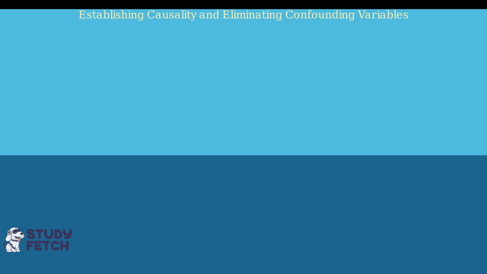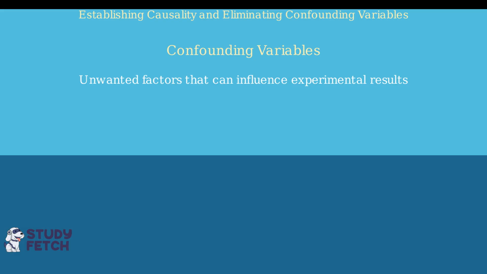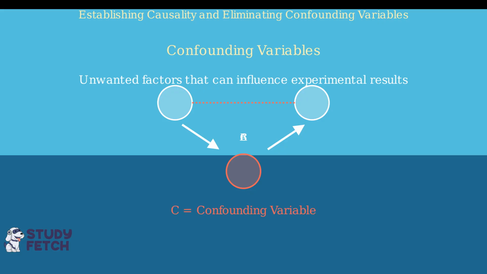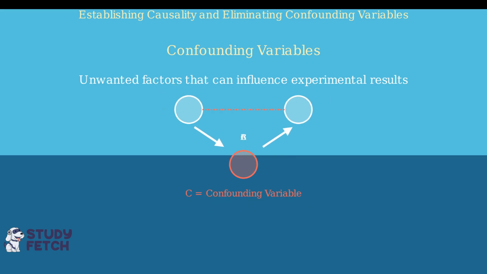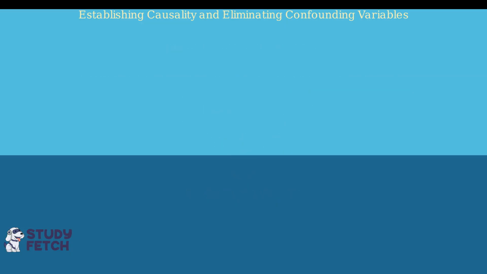But establishing causality is complicated by confounding variables. Confounding variables are unwanted factors that can influence the results of an experiment. In this diagram, C is a confounding variable that affects both A and B, creating an apparent direct relationship between them. Without controlling for C, we might incorrectly conclude that A causes B, when in fact both are caused by C. Controlled experiments help eliminate confounding variables through careful design.